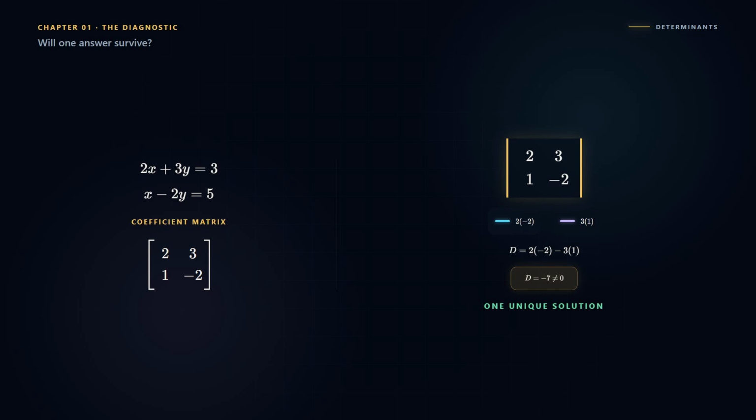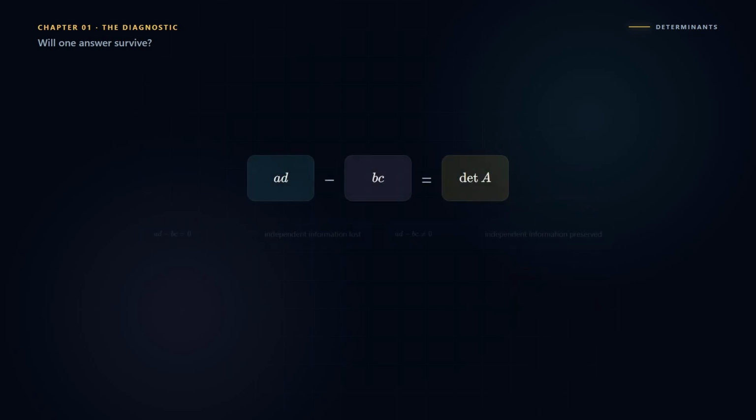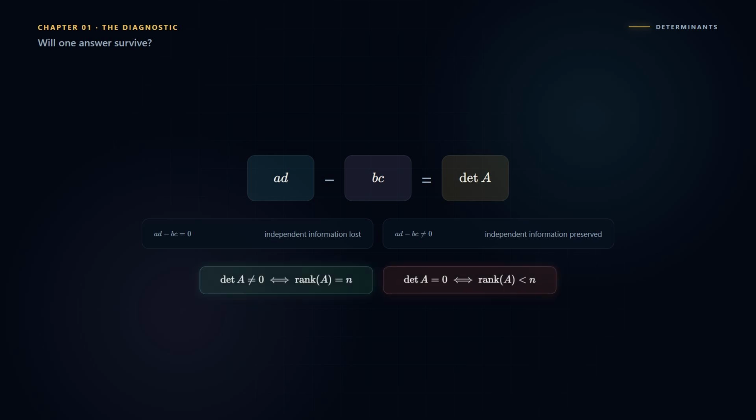Why is this one number so useful? Because the two products compare the matrix's two competing diagonal pairings. If they cancel exactly, the determinant is 0, and the coefficient rows do not supply two independent constraints. If they do not cancel, the determinant is non-zero, and the rows are independent. For a square matrix, that is the key diagnostic. Non-zero means full rank. 0 means rank has fallen below the size of the matrix. The determinant is therefore not merely an arithmetic answer. It is a compact test for whether information has collapsed.